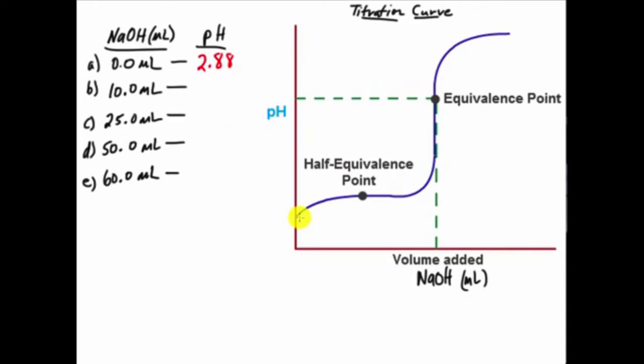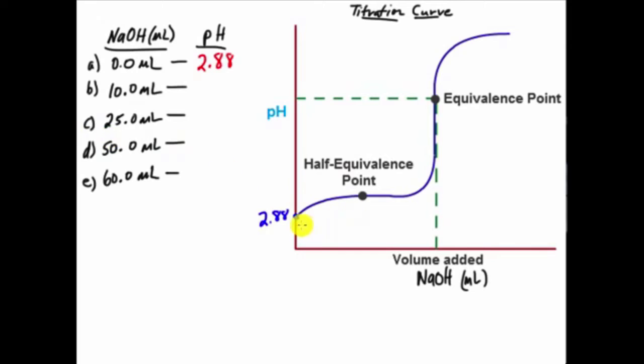So I start down here at the bottom. This point here on my graph is going to be a 2.88 pH. Okay, so I start out low because I have an acid and that's all I have in solution. So now what I'm going to do is add the base, and as I add the base, I should get my pH to go up. But notice it doesn't go up in a linear fashion. It goes up in more of a strange fashion. So let's take a look at why that is.